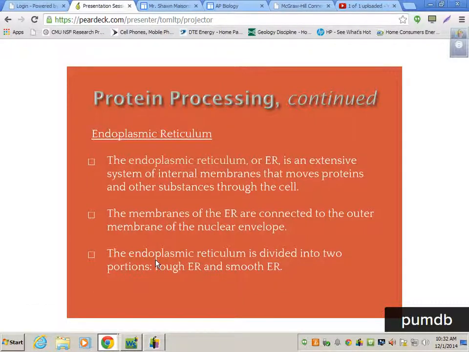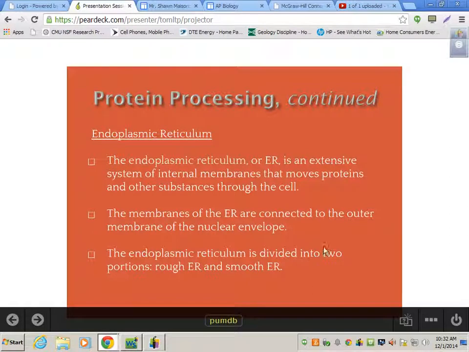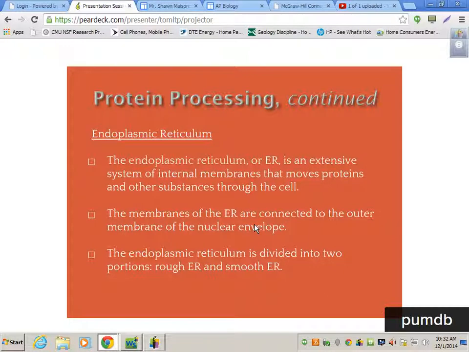All right. So the membranes of the ER are connected to the outer membrane of the nuclear envelope. That means that this isn't like a separate structure. It's actually connected. It's like an extension of the nucleus. Okay? So inside the nucleus, we copy DNA onto RNA. RNA wiggles through a nuclear pore, and if it finds a ribosome attached to the endoplasmic reticulum, what type of ribosome is that? Everybody say bound ribosome.